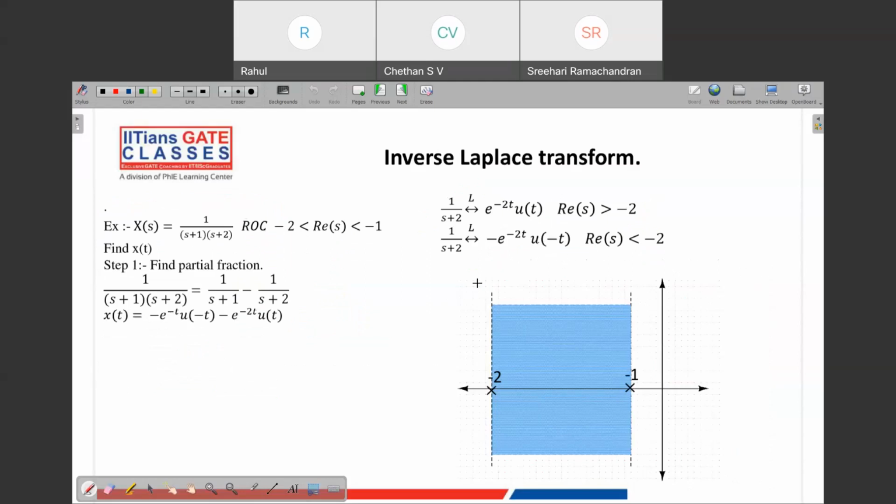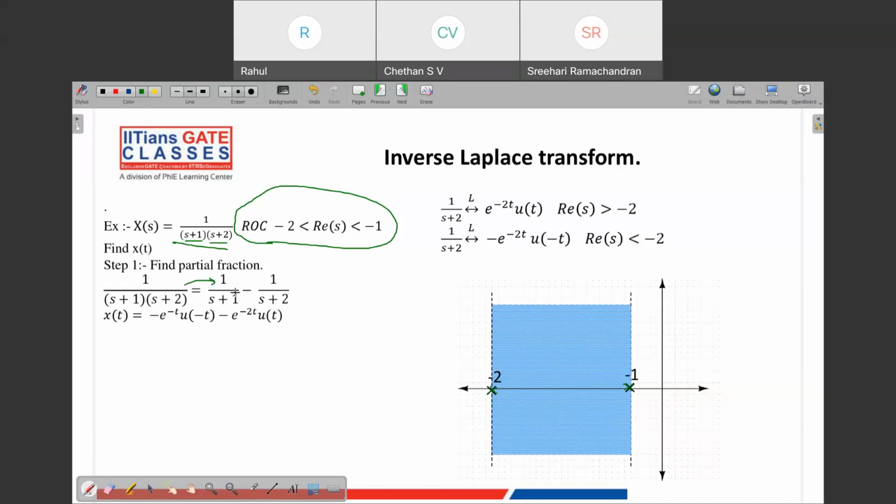Now, in this example, it is the same Laplace transform, but I have changed the ROC. We will check how this ROC change will change the inverse Laplace transform. So in this case, this is the ROC. These two are the poles, -1 and -2, right? This pole and this pole, and our ROC is a strip between these two poles. Now again the partial fraction expression will be the same, but when you take the inverse Laplace transform, you have to be careful because here the ROC is different.